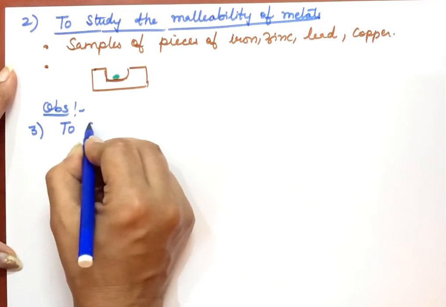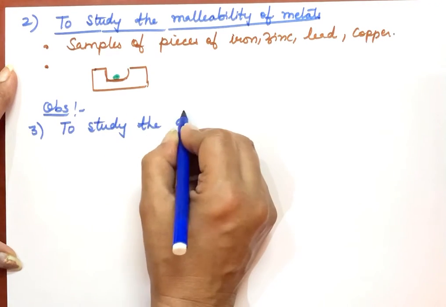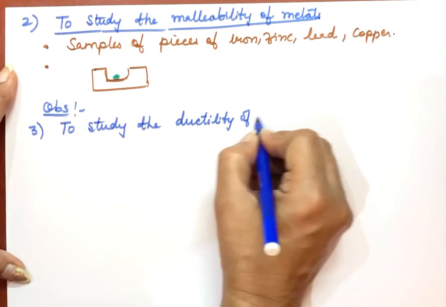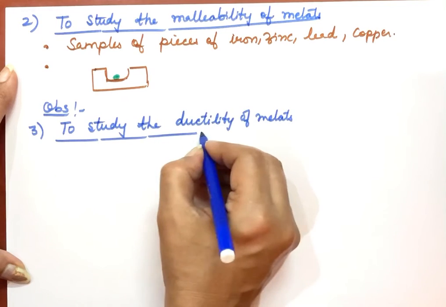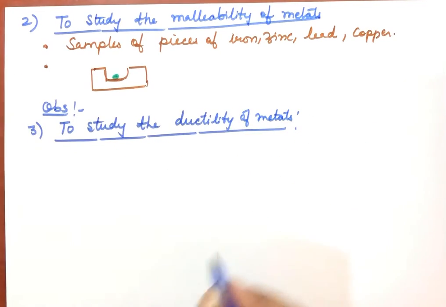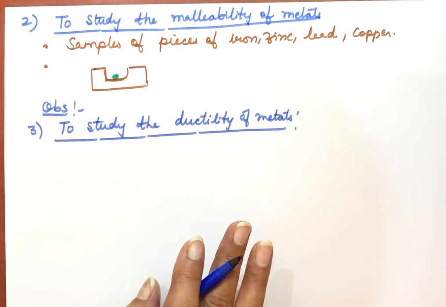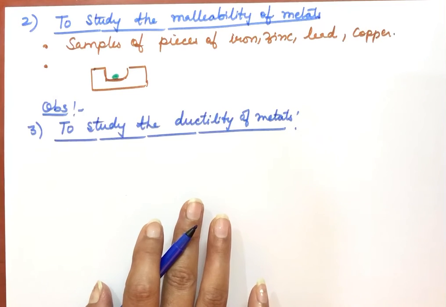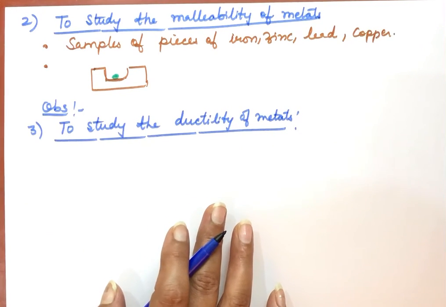Next is to study the ductility of metals. For this we just have to take a few pieces of metals, and we have to see whether these metals are available in the wire form or not. Just check these metals like iron, copper, aluminium, lead, and try to find out which of these metals are in the form of wires. So we will get wires of most of the metals.